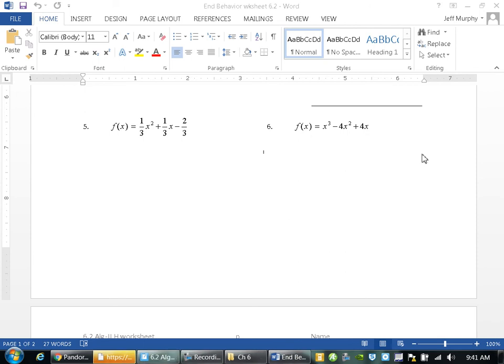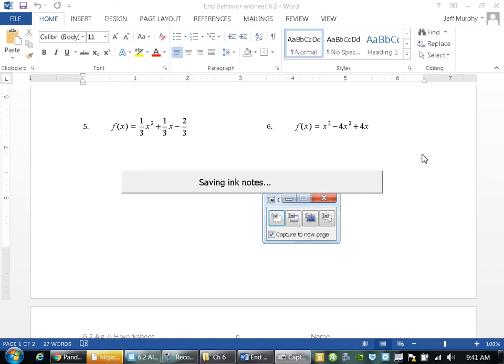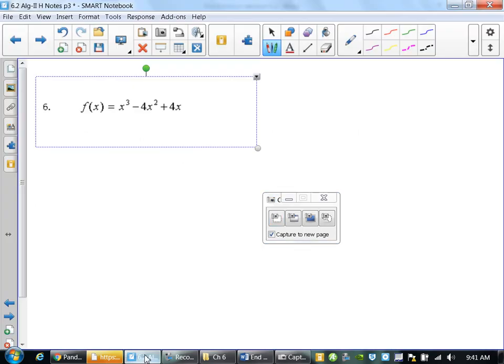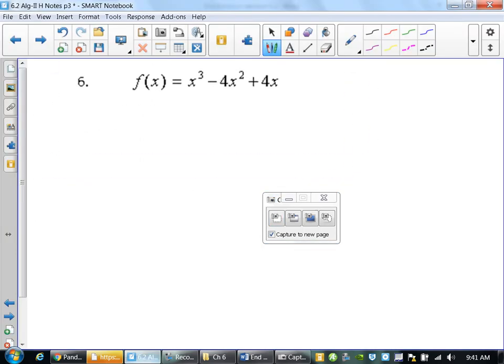What's the first rule of factoring, ladies and gentlemen? Take out the GCF. What's the GCF in this one? X. So, factor out an x, and you're left with. Oh, before I do that, I got ahead of myself. What are the tails doing? One's going up and one's down. Which one's which? Left is down. Right is up.